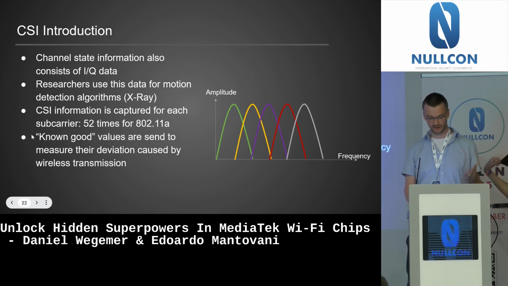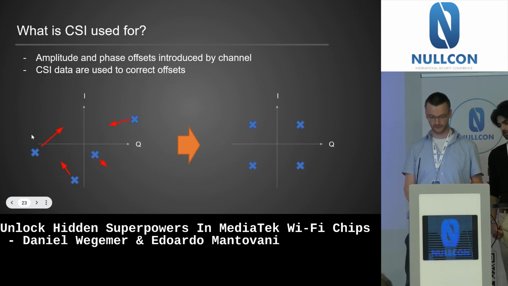What this is actually used for is it's used basically as a known good value, which is sent by the sender, and then the receiver can take this value and compare it against what it knows should be the value. And then you basically have an estimation of how the channel changes the signal based on these differences. So let's see how this is actually working. As I said, this is like the amplitude and phase offsets which are introduced by the channel.